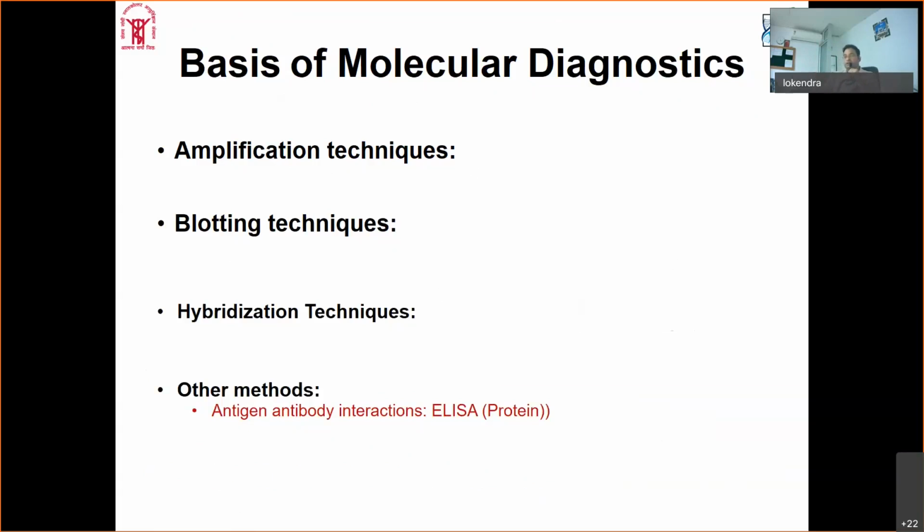So the basis of molecular diagnostics can be classified in various ways, but the easiest way, to me, is to classify it in different ways. One way is based on the techniques. So one is the amplification techniques, in which we have PCR based methods. So PCR, normal polymerase chain reaction.